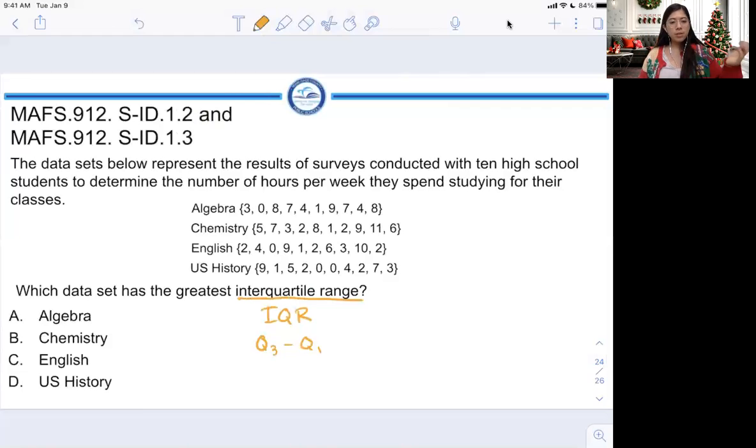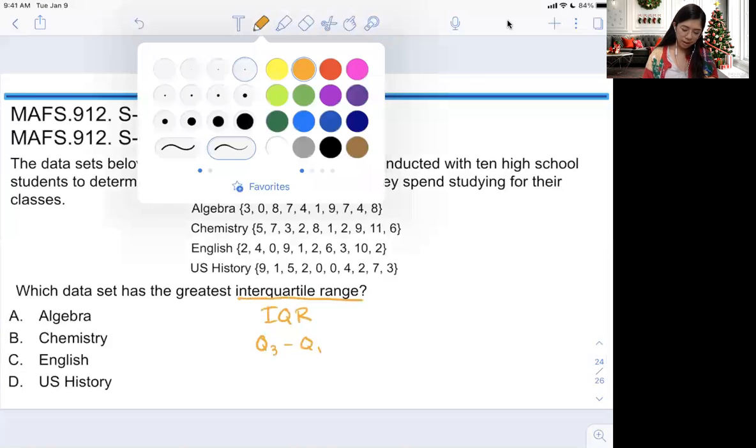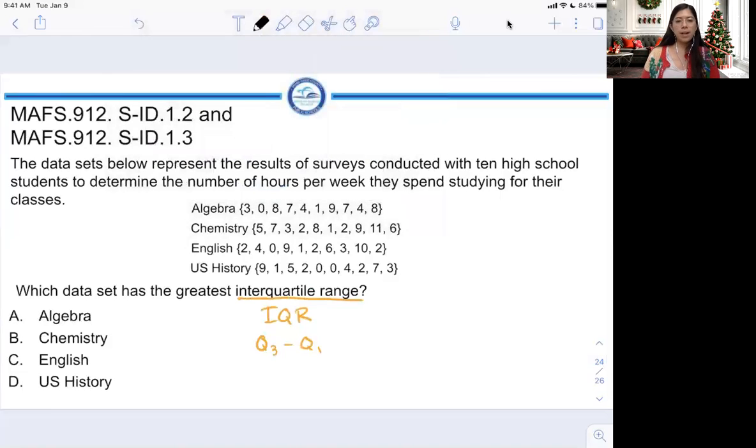So let's check it out. So we have to figure out which one has the greatest IQR, right? So I have to find the IQR for all of them. But before I do that, what has to happen first for each of these? We have to put them in order. Put them in order, exactly. So help me out. We got 0, 1, 3, 3, 4, 7, 7, 8, 8, 9.